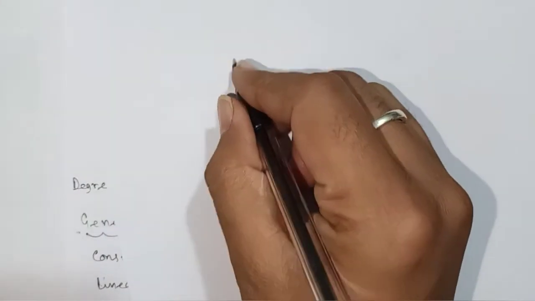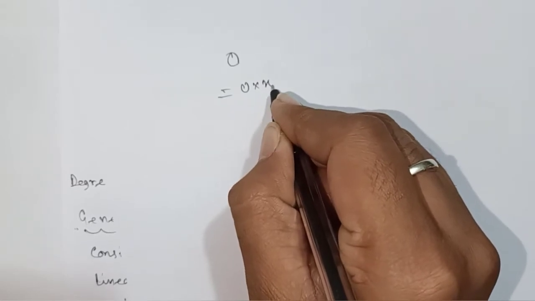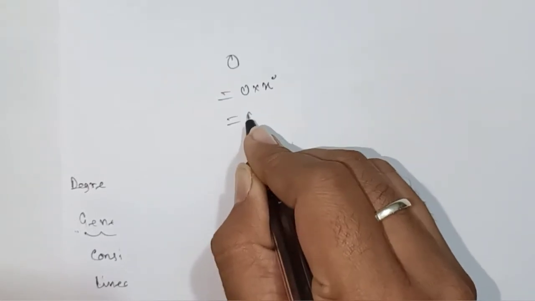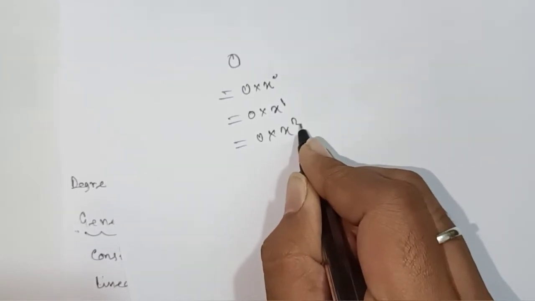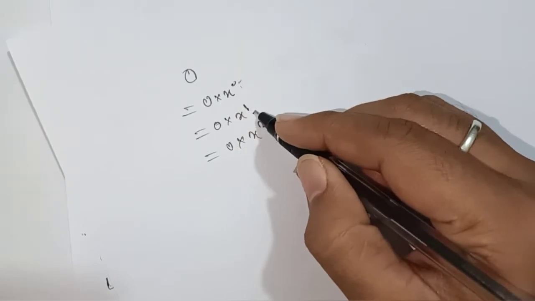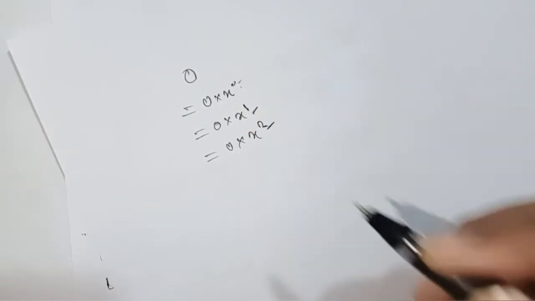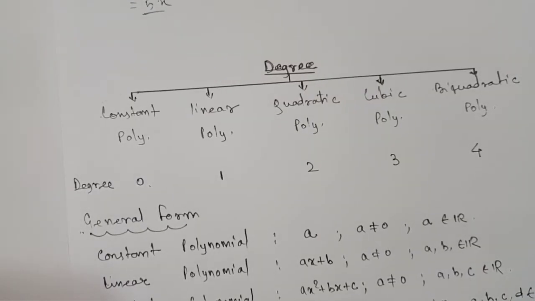Because if I take a 0, then I can write here 0 into x to the power 0. I can write 0 into x to the power 1. I can write 0 into x to the power 2. If we go for this one, the degree is 0. If we go for this one, the degree is 1. If we go for this one, the degree is 2. And it will continue. It will give you a different variety of degrees. So the degree of 0 is not defined. Remember that one. Okay, let's come to our point.